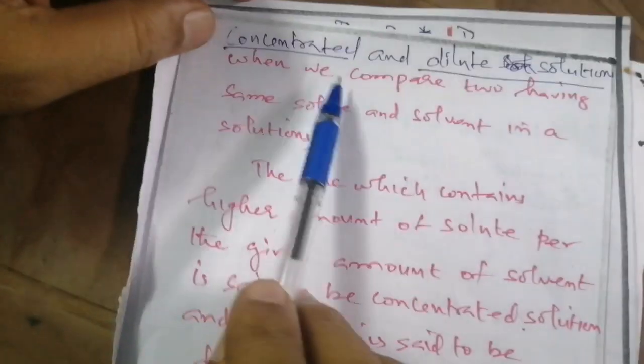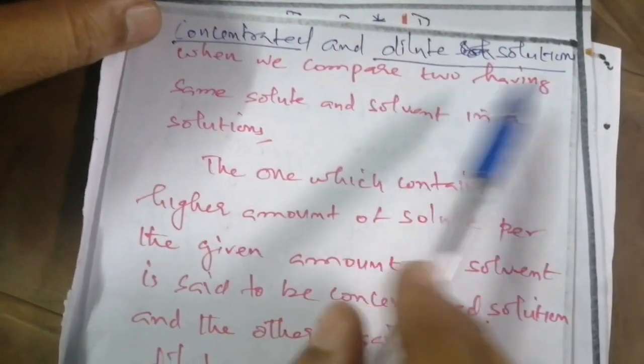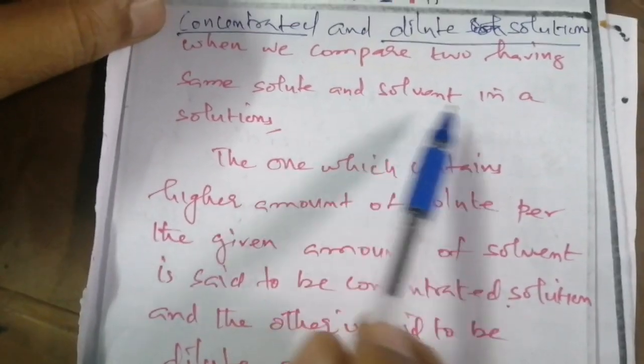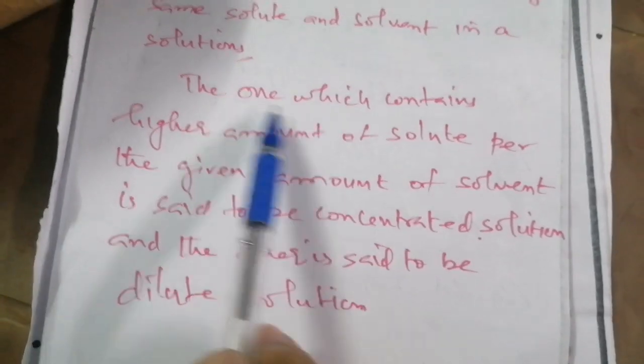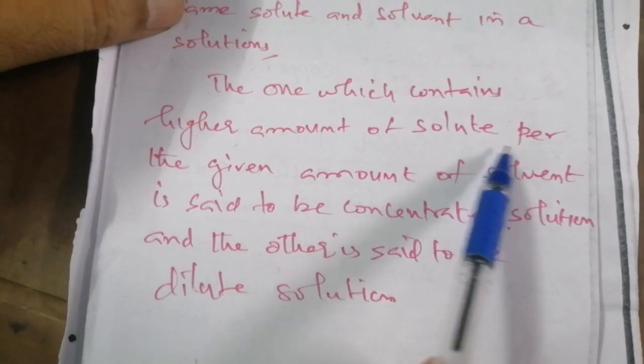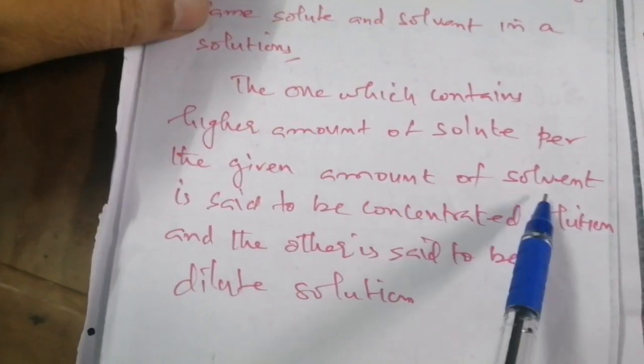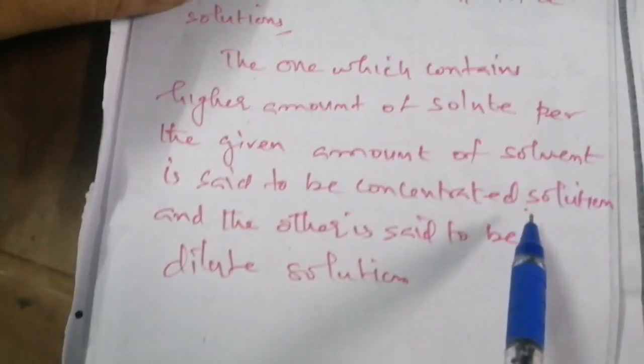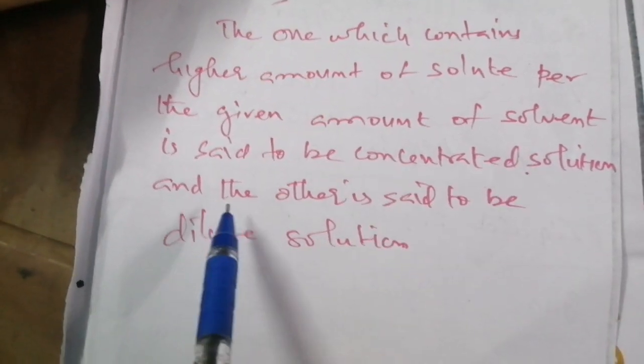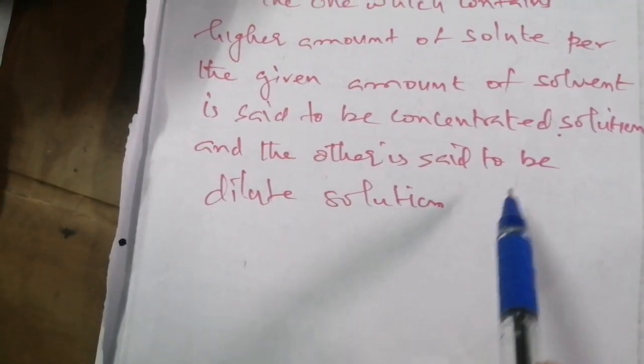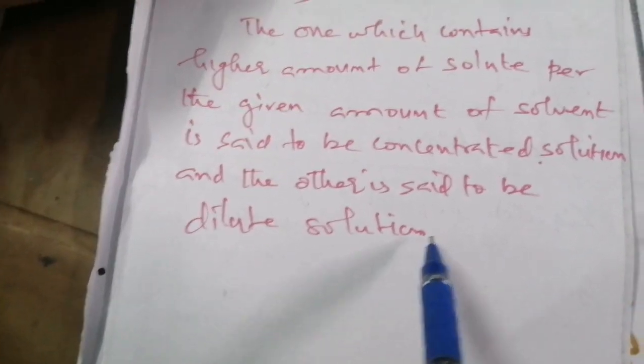When we compare two having same solute and solvent in a solution, the one which contains higher amount of solute per given amount of the solvent is said to be a concentrated solution, and the other is said to be the diluted solution or the dilute solution.